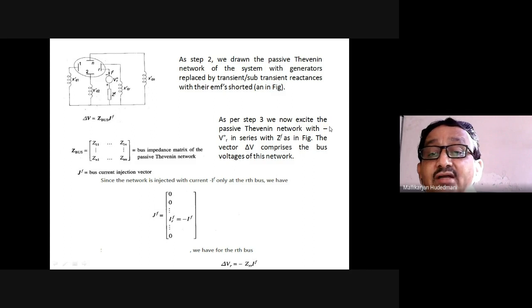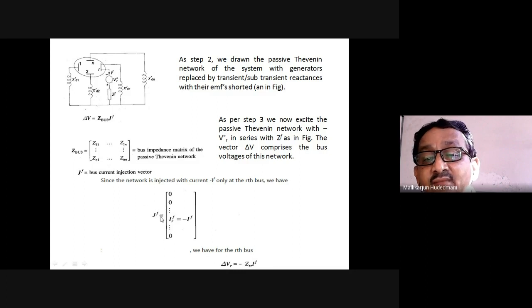Now we excite the passive Thevenin network with the VR in series with the ZF, because there is a fault occurring here. To create IF current, there should be a creation of VR0 in series with ZF, which the vector delta V comprises of the bus voltage network. Now this current vector, there are currents in bus 1, bus 2, bus 3, bus N, bus R. Now there is a fault in Rth bus.